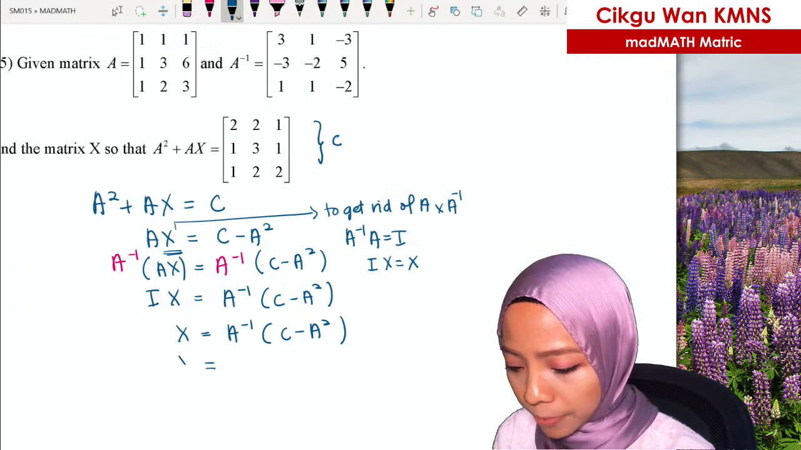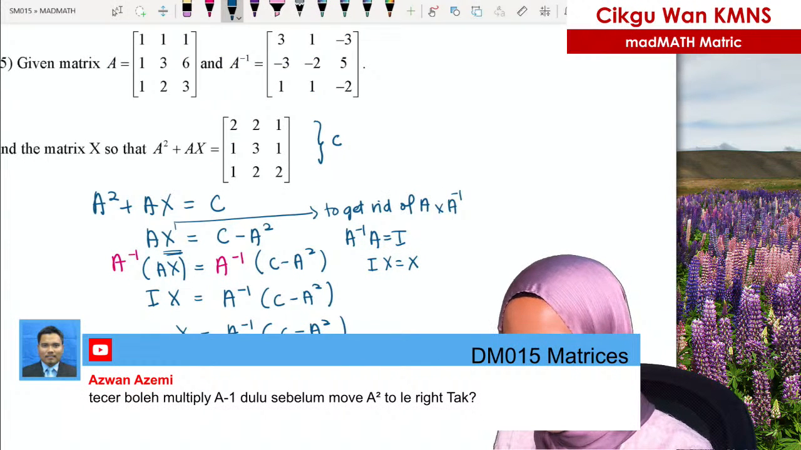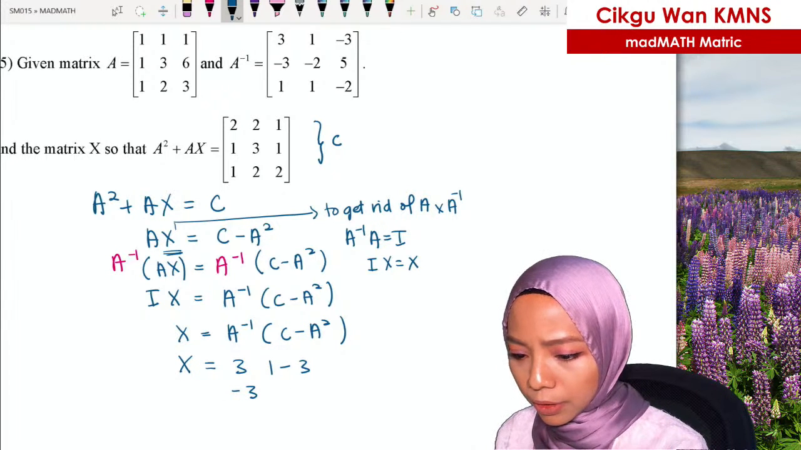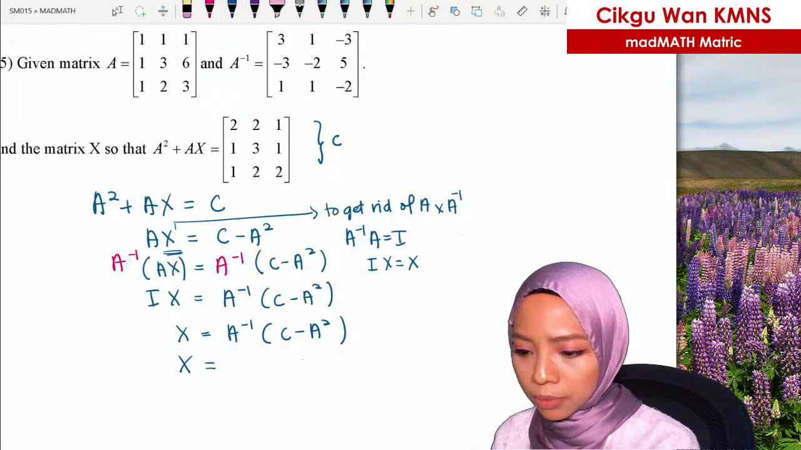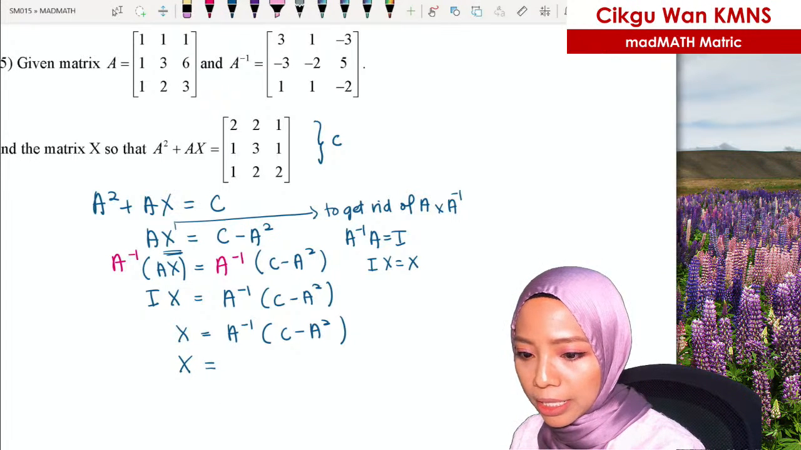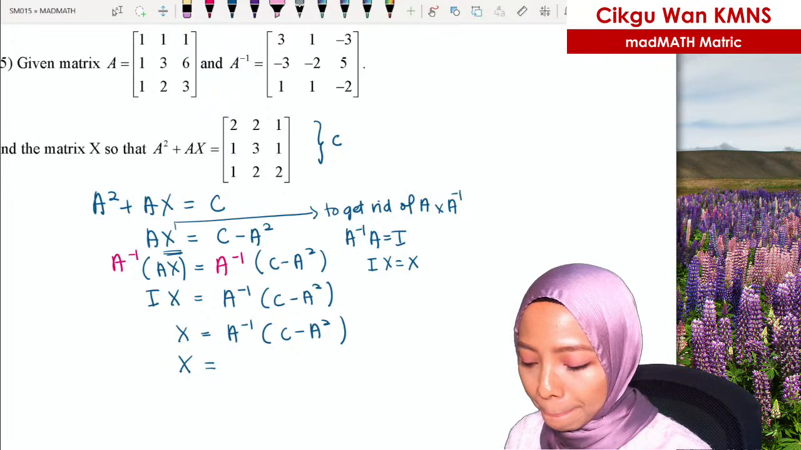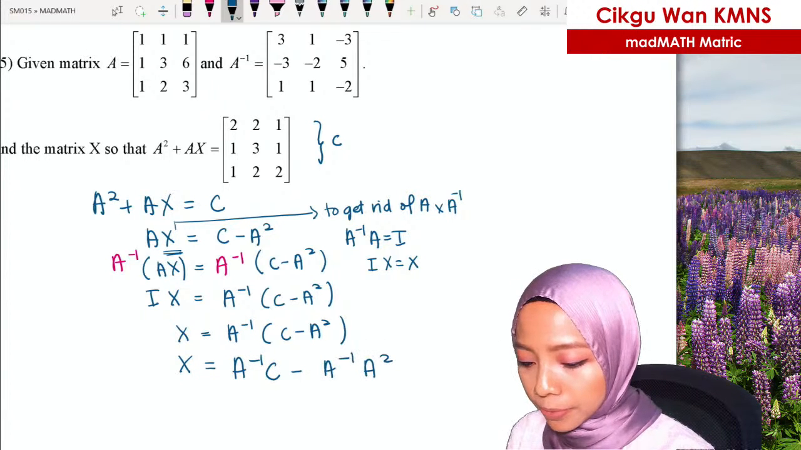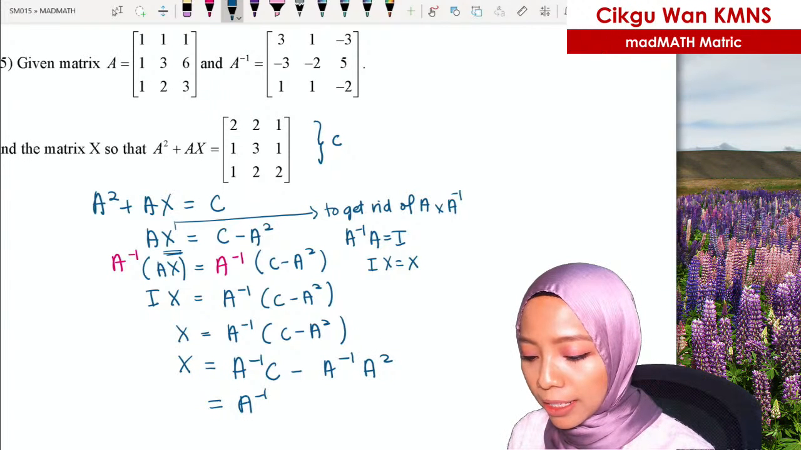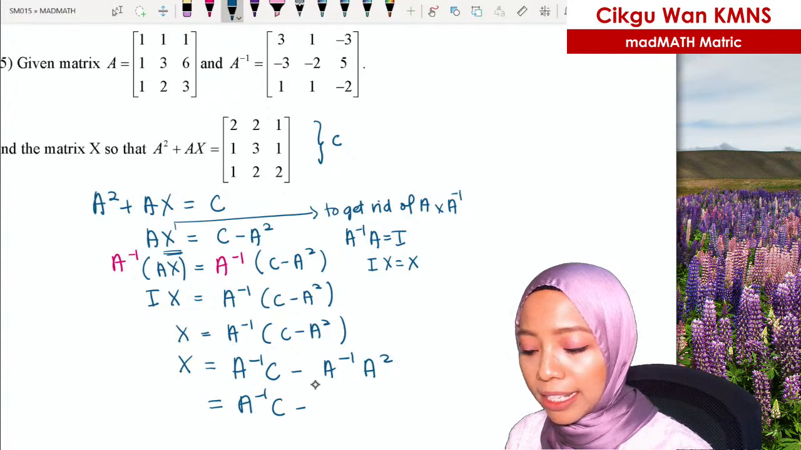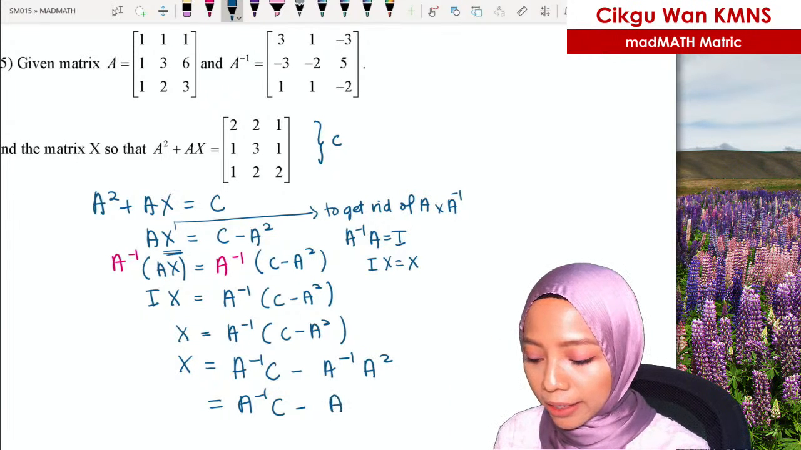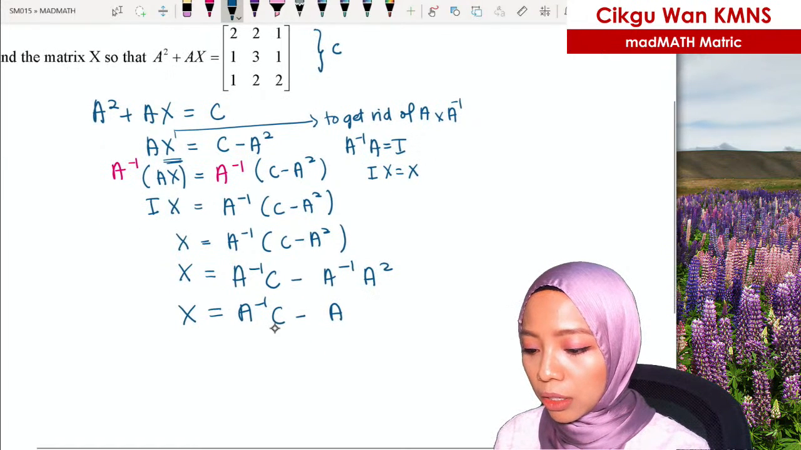Boleh juga. Okay, so A inverse ini 3, 1, negatif 3, negatif 3. Okay, A square. A square, yes. Okay, so bila kita expand ini, kita akan dapat A inverse C, A inverse C lah. And then okay, dekat sini A square dia ada 2A. So A inverse darab dengan A tinggal A. So ini kalau guna cara ni.